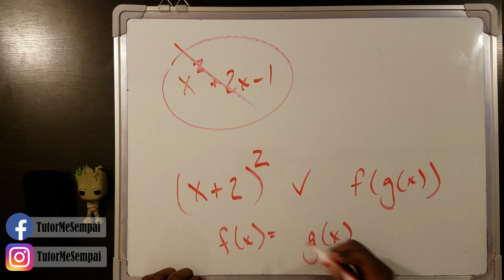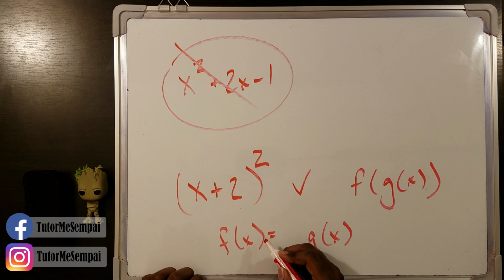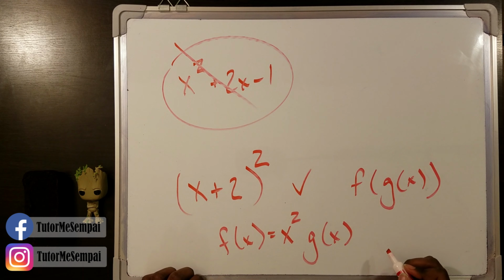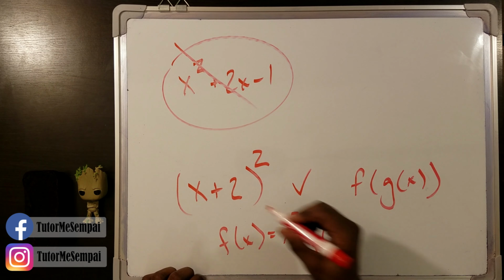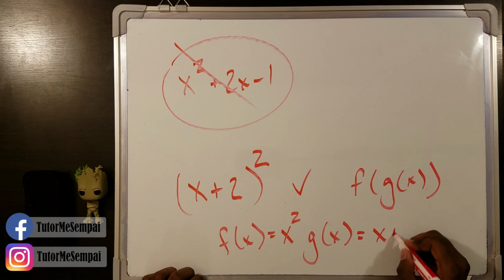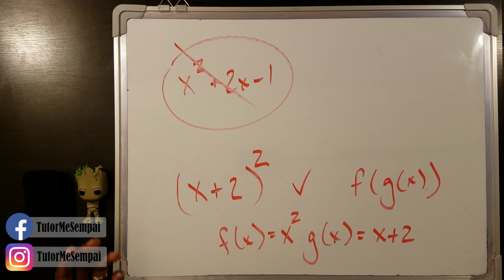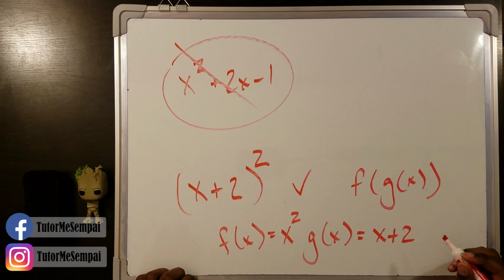Well, f of x would be the outside function, right? So that's simply x squared. g of x would be the inside function. So that's going to be x plus 2. So you see, we actually do have a composite function here. And because we have a composite function, we can use the chain rule.